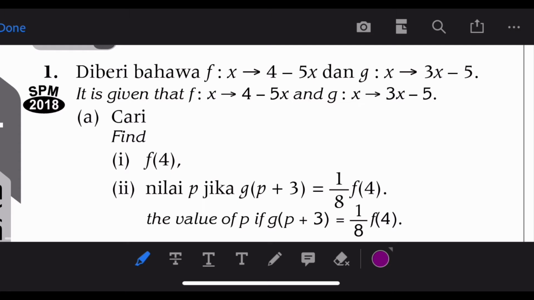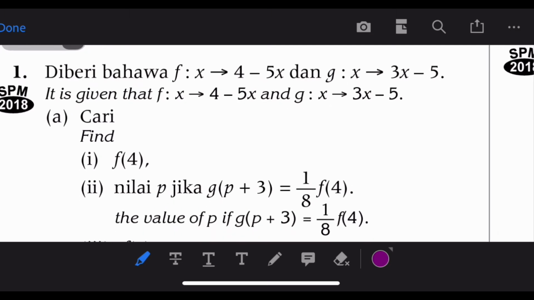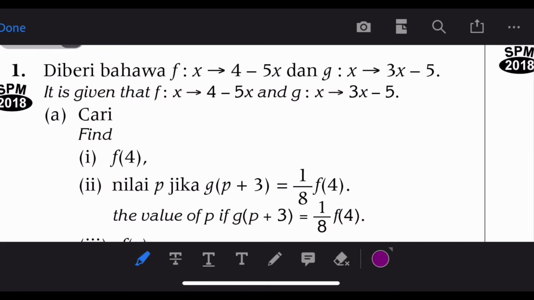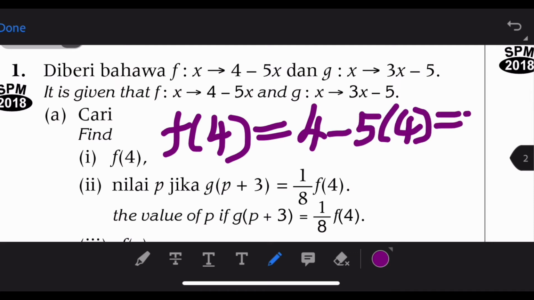Now let's proceed to paper 2. For paper 2, the question will be a bit long compared to the question in paper 1. So basically, for a function, we just substitute. f(4) is 4 minus 5 times 4. So it's negative 16, right? This one everyone can do.